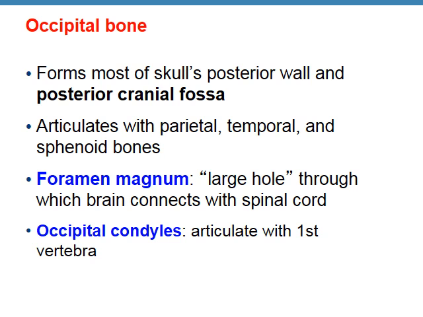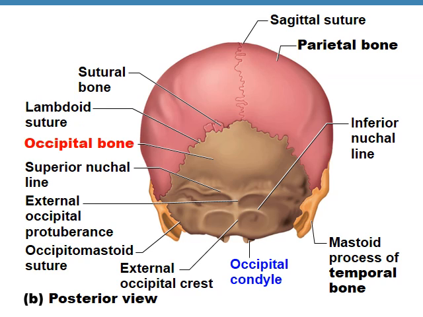It articulates with the parietal, the temporal, and the sphenoid. We haven't talked about sphenoid yet, but the 2 features that we need to focus on are the foramen magnum, or the large hole, and then the occipital condyles. So again, let's make sure we know where we are.